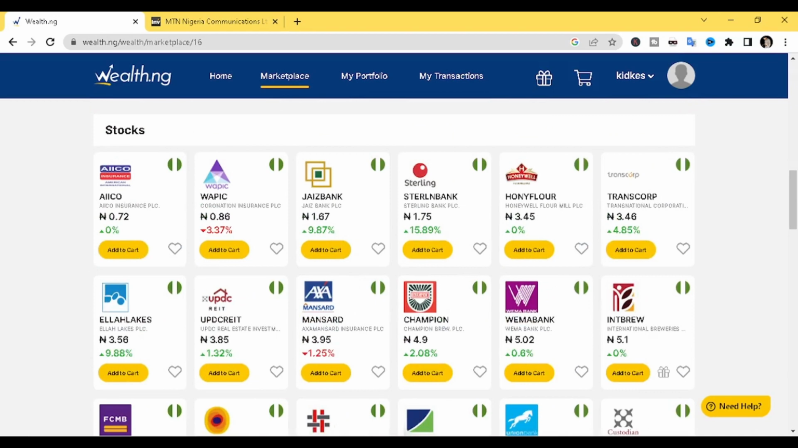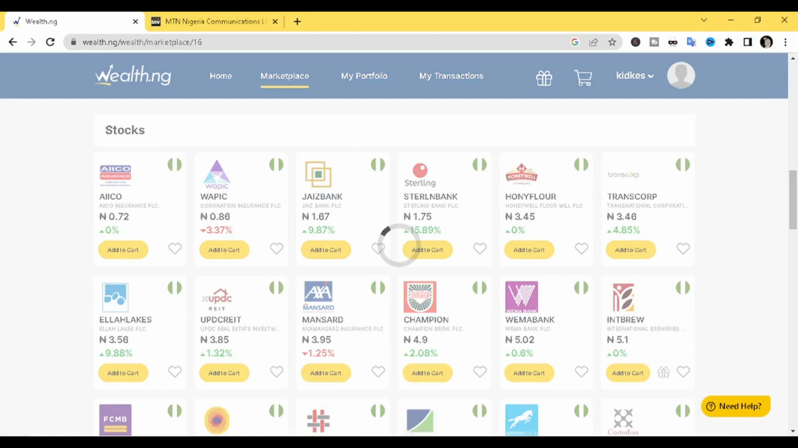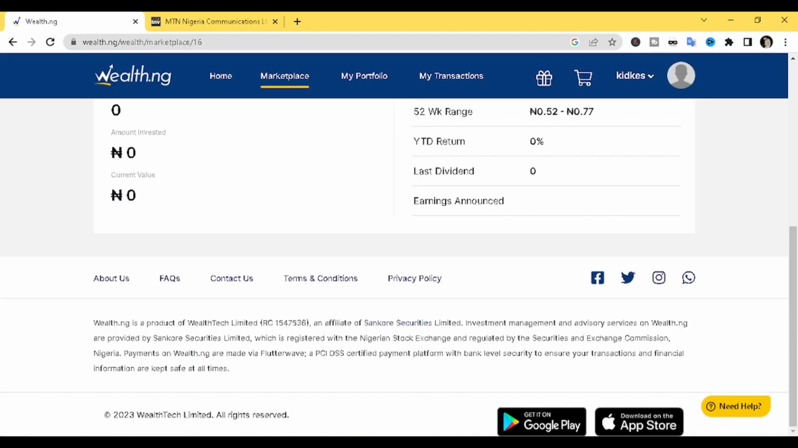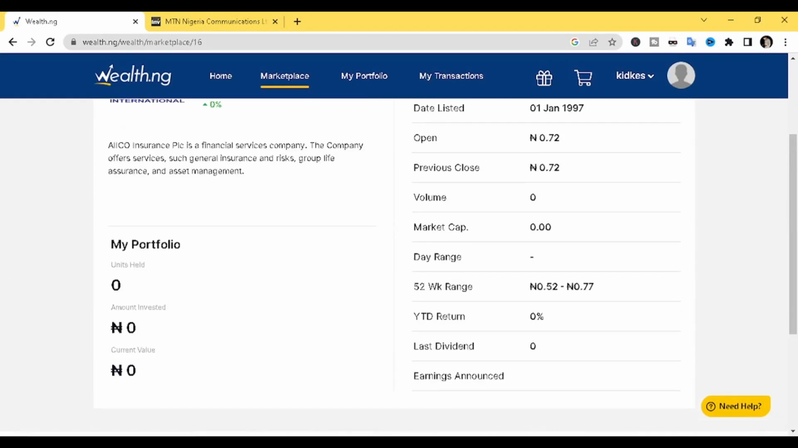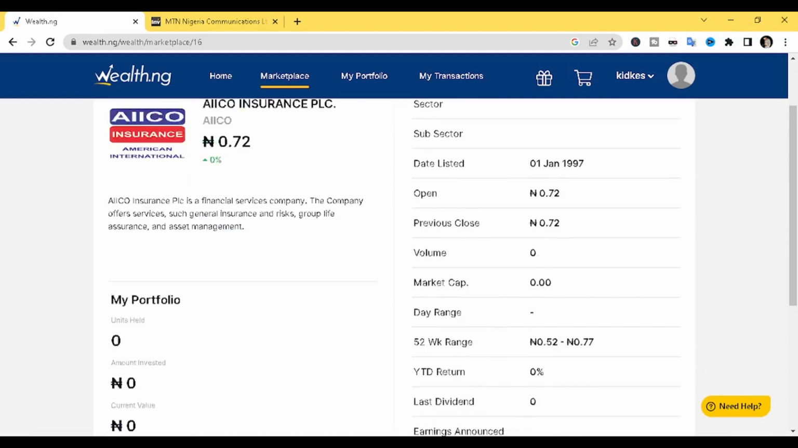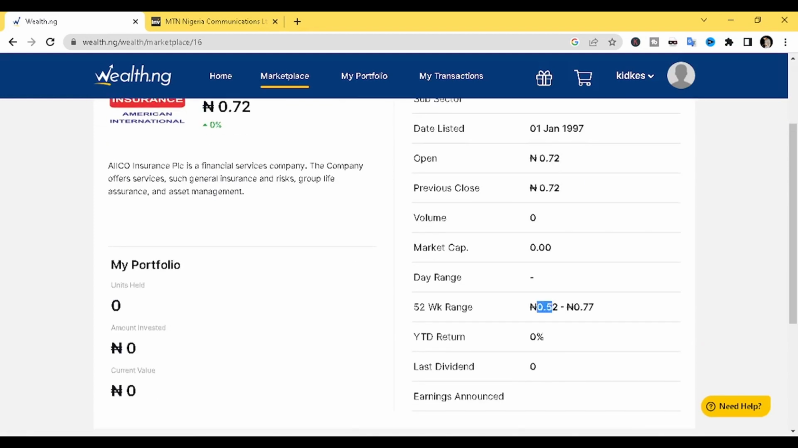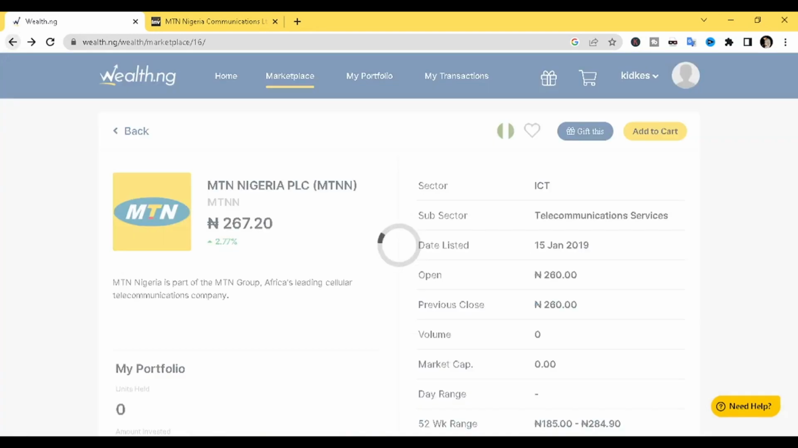Now if you click on any of these stocks over here, let's go for this particular one, for example, you would see the 52 weeks range. That's the 1 year range where the unit share amount ranges from the lowest to the highest. You can see this particular company ranges from 0.52 naira to 0.77 naira. So this is the 52 weeks range, that is 1 year. No matter what happens, the unit share is going to be within this range. The same thing applies to other stocks.